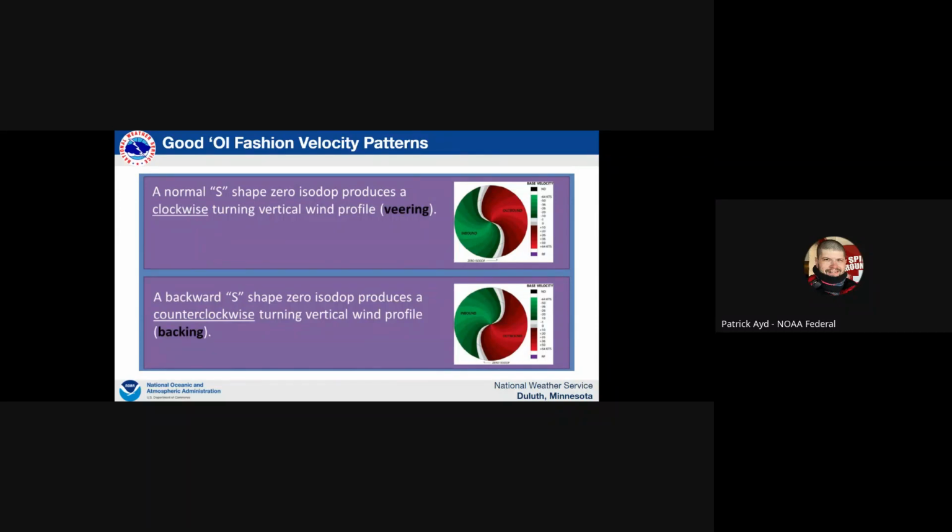So good old fashioned velocity patterns. When's the last time you looked or thought about these? Do you even remember them anymore? So that S-shaped pattern being our veering, our warmer advection pattern, our backward S-shape being our counterclockwise, our backing winds, our cold air advection with height.